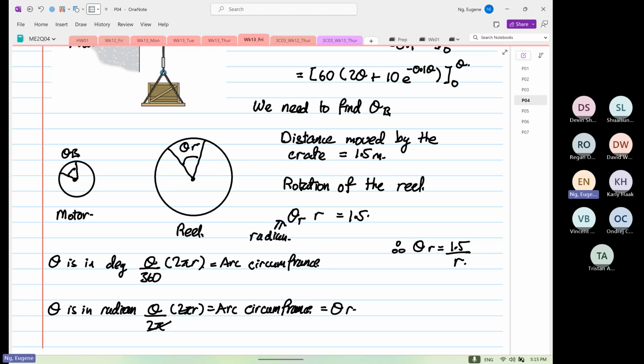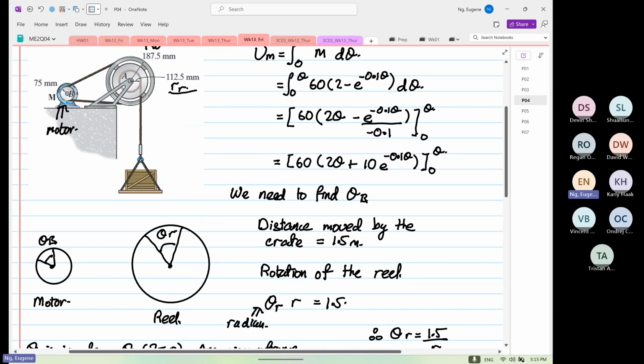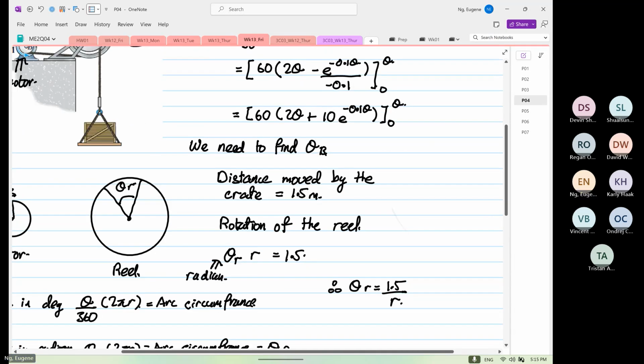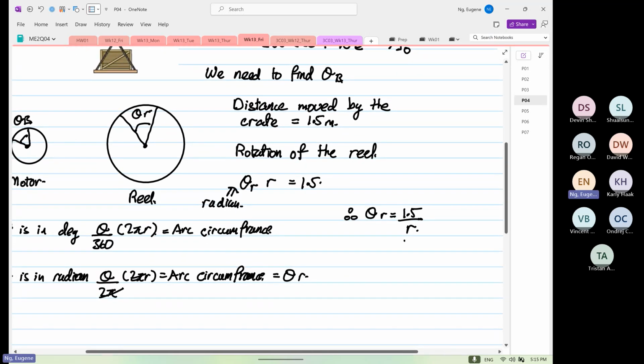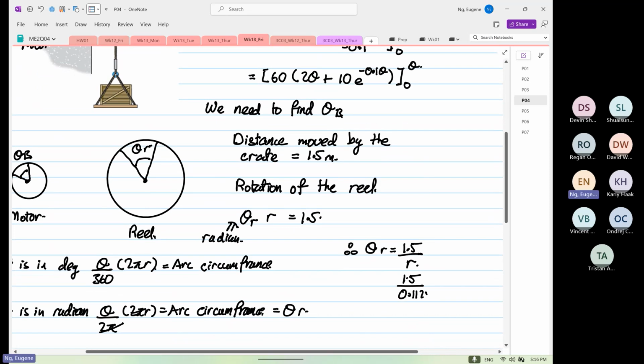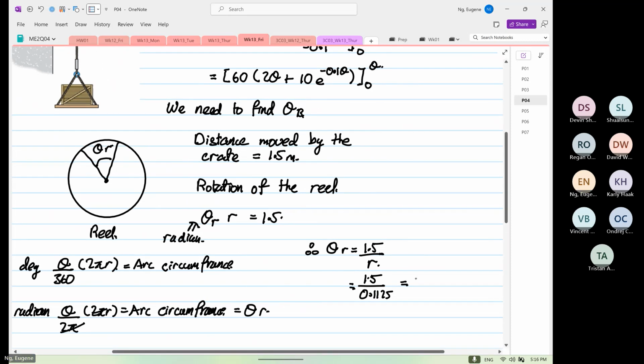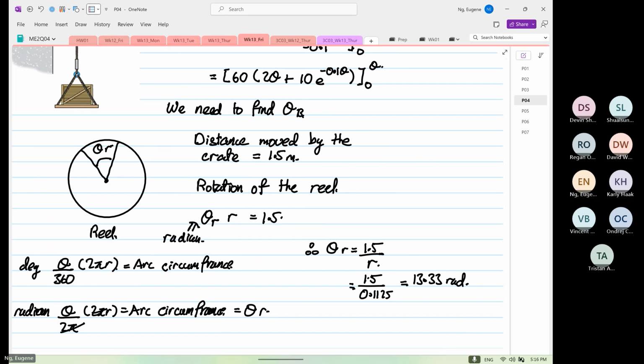the radius. Okay. And the radius we're going to use down here is the radius of the what? Of the reel. Okay. So it's 1.5 divided by 0.1125. So 1.5 over 0.1125 is 13.33 radians. Okay.